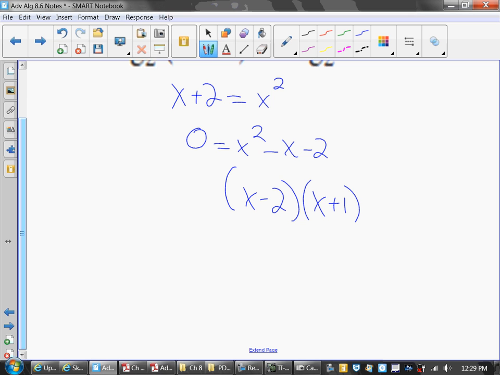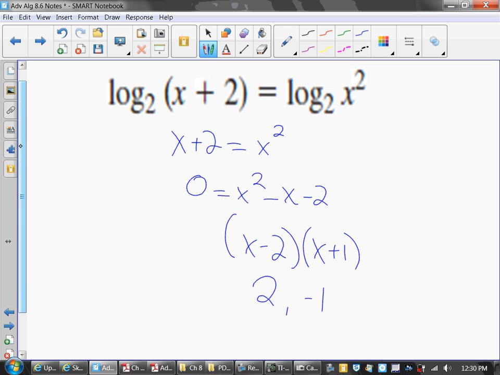And your zeros were? Only 2. That's what I got. Well, take a look. Negative 1 plus 2 is 1. Negative 1 squared is 1. Oh, wait, no, I did that wrong. They both work. Okay? You wind up with log base 2 of 4 equals log base 2 of 4.